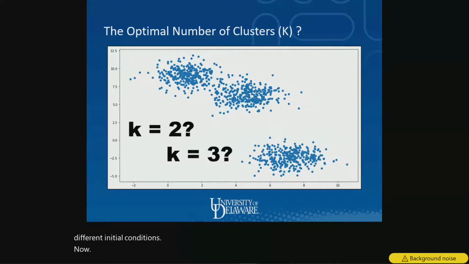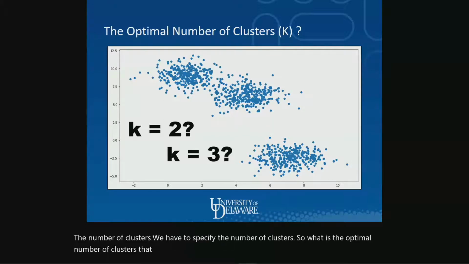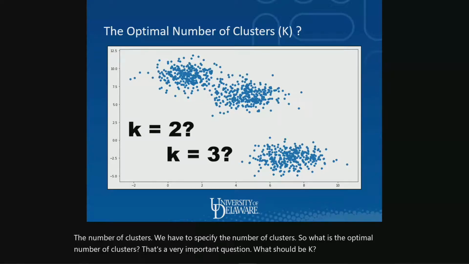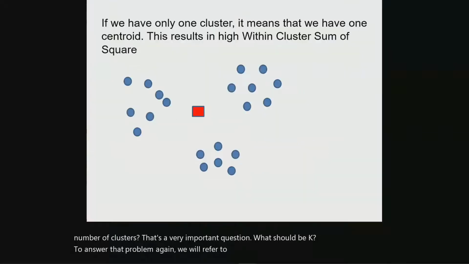Now, the last problem with K-means: the number of clusters. We have to specify the number of clusters. So what is the optimal number of clusters? That's a very important question. What should K be? To answer that, again, we will refer to WSS.